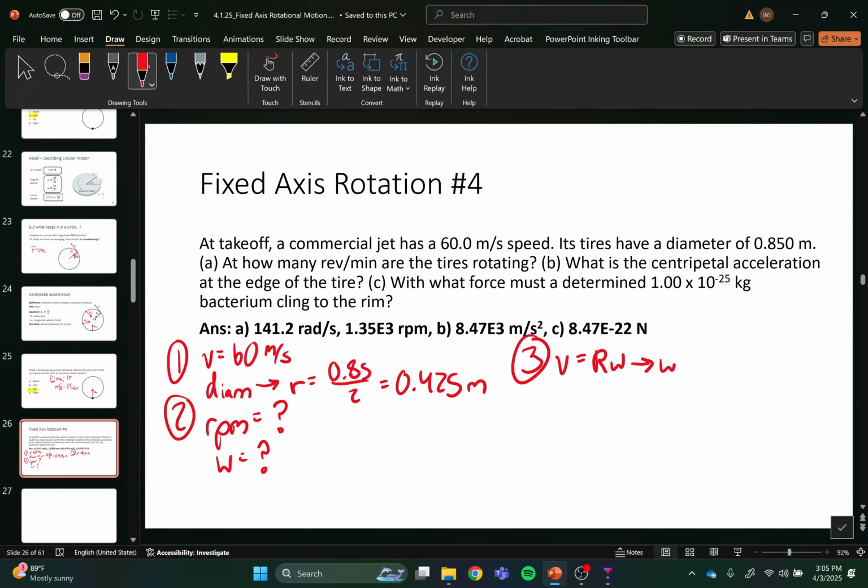If you just rearrange this, we're going to v equals, or omega equals v over r. Omega is angular velocity. So you just chuck the numbers in, 0.425, and that spits out the 141.2 radians per second. Great. That's not what we're actually solving for, but we're going to need it. So I want to go from radians per second to revolutions per minute. That's the goal.